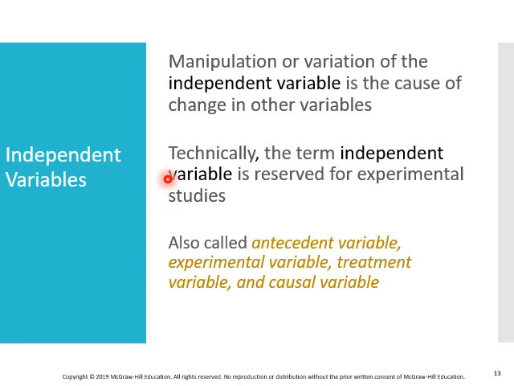Technically, we reserve the label or the term independent variable for experimental designs, and we don't have to worry about what experimental designs mean right now because we'll spend a full chapter looking at experiments. But know that the term independent variable typically is reserved for research that's done in an empirical experimental setting. But sometimes we might use the independent variable label quite loosely.